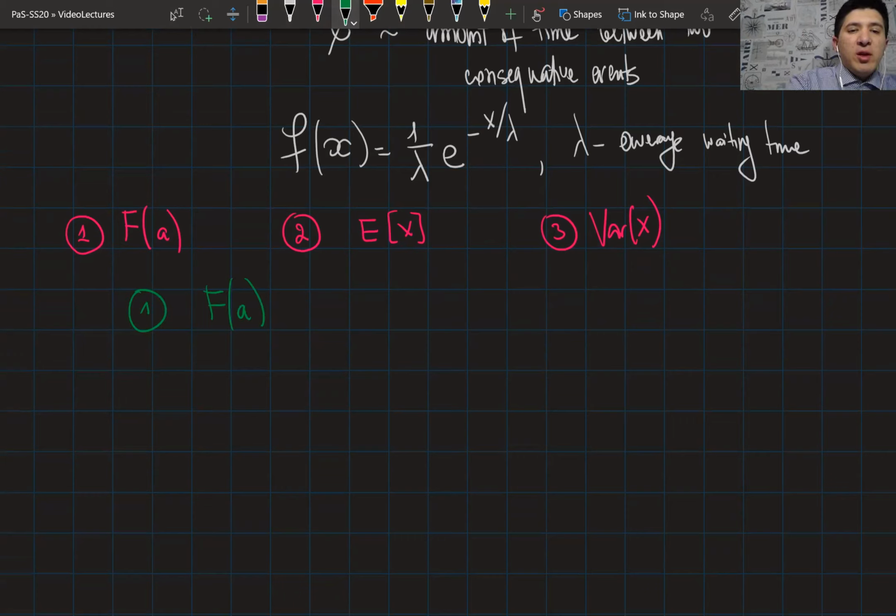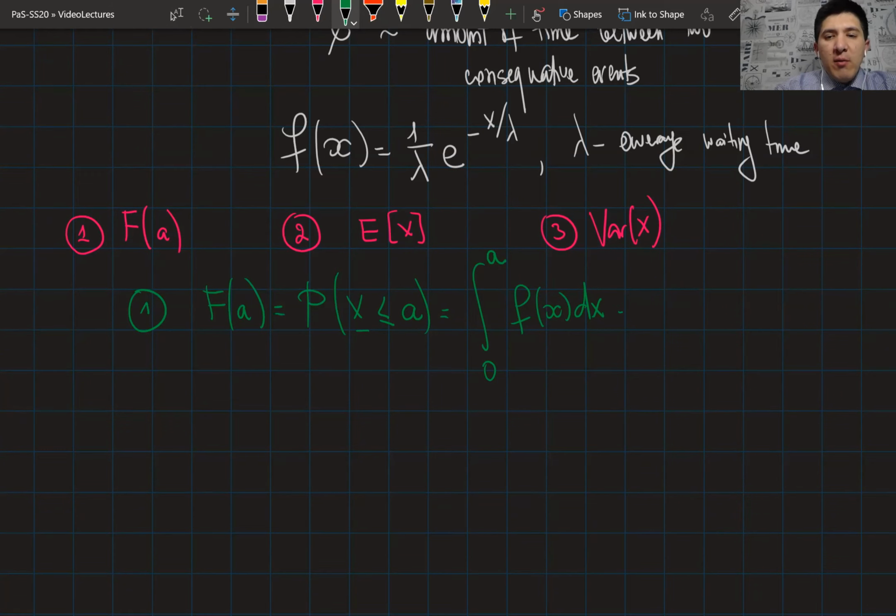If you remember the definition of the cumulative distribution function, it's the probability that your random variable is smaller than this value a. Usually we find the probabilities by integrating the density function, from 0 to a in this case. This starts from 0, not from minus infinity, because x, which is the waiting time, cannot be negative. So I'm going to substitute the density function here. It's going to be the integration from 0 to a of 1 over lambda e to the power of minus x over lambda dx.